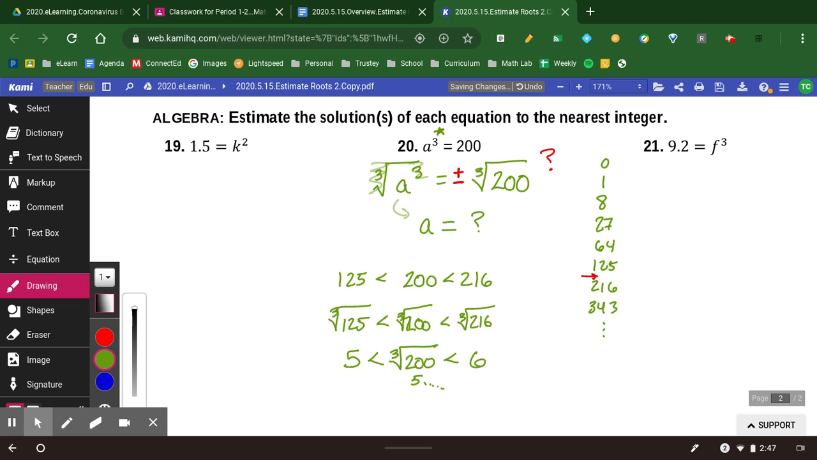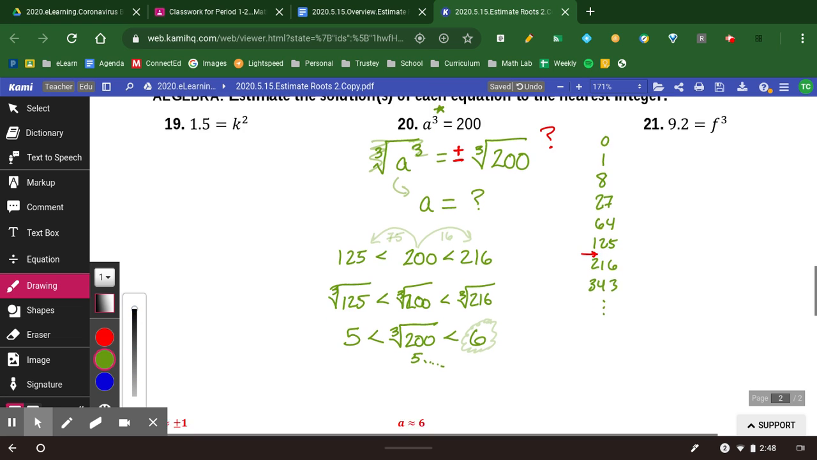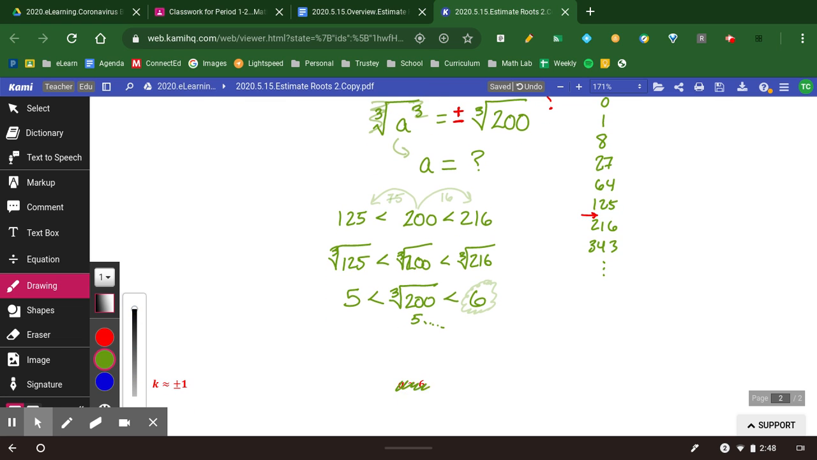Now let's consider which it is going to be closer to. 200 to 125, that's 75 units or steps away. On the other hand, 200 to 216, it's only 16. Therefore, it is going to be closer to 6. And so I'll write my, wait a second. We have to come back here and say, wait a sec. Can it be both positive and negative 6?